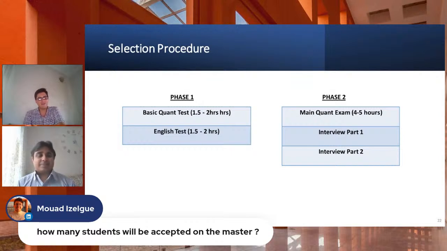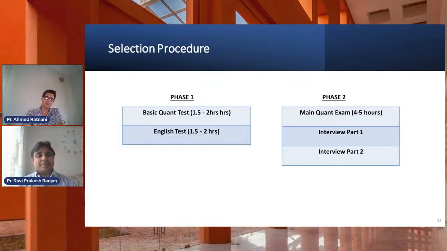At UM6P, we don't have any requirements on a minimum number of students. What is important for us is to get very good students who can follow the program and who will be the future ambassadors, the future leaders that we really want to invest in. So there is no limit up or down. It depends on the students. Exactly, we purely focus on quality.